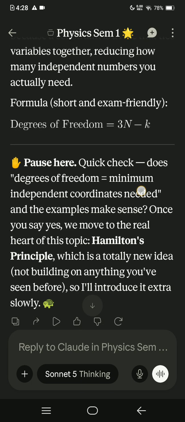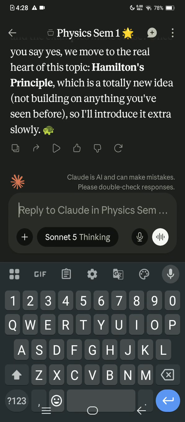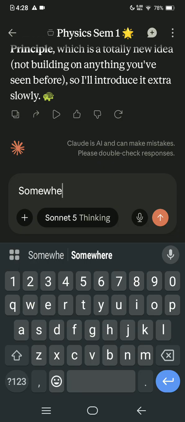Pause here, quick check. Does degree of freedom equals minimum independent coordinates needed, and the example, make sense? Somewhat.